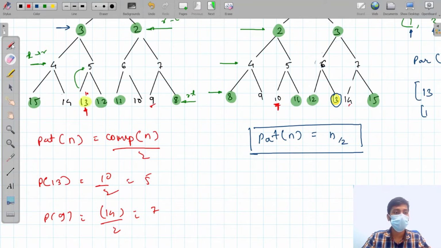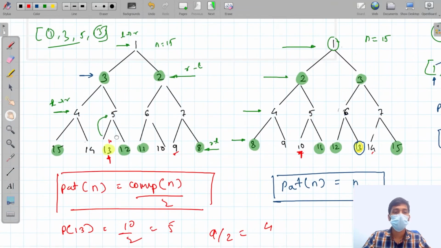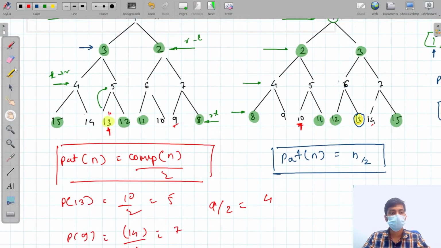Previously, if I just did 9 by 2, I was going to get 4 as the parent, but here 4 is not the parent. 7 was the parent. So we can say that this formula is working for this. This formula is valid to get the parent in this given tree, right?